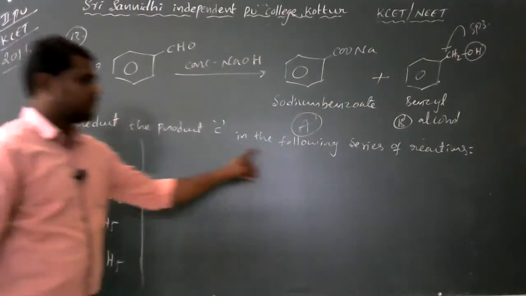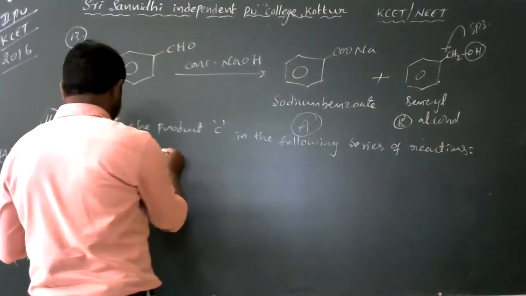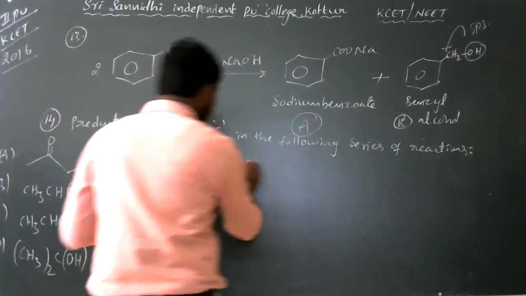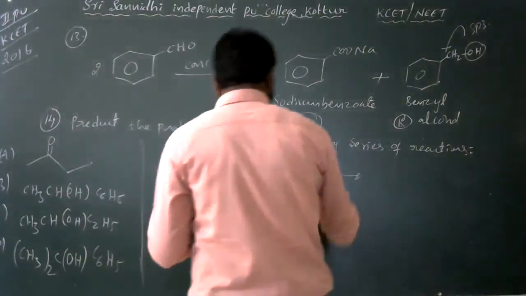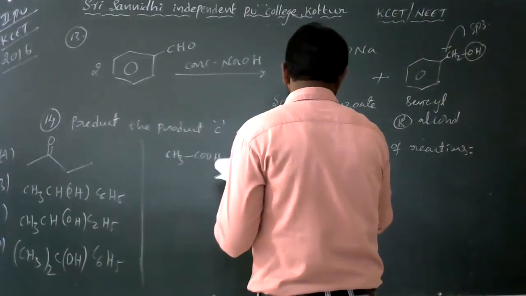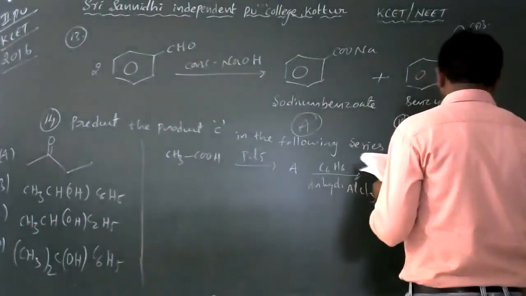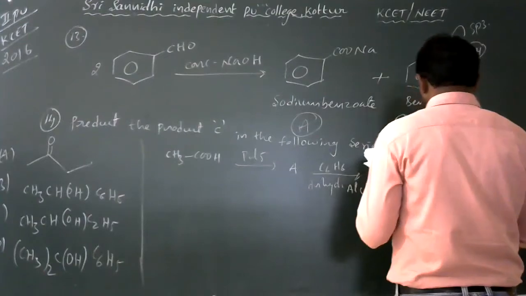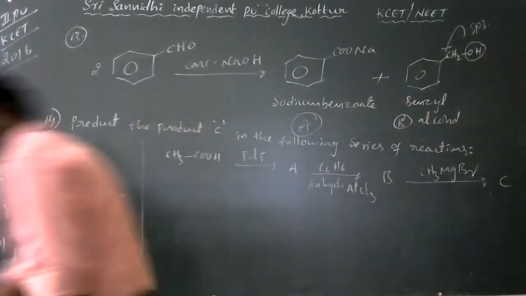Predict the product C in the following series of reactions. Here, the first question. CH3COOH is treated with PCl5 and it gives A. A is treated with C6H6 in the presence of anhydrous AlCl3, and B is formed. B is treated with the Grignard reagent CH3MgBr, and C is formed. What is the C here? This is the question.